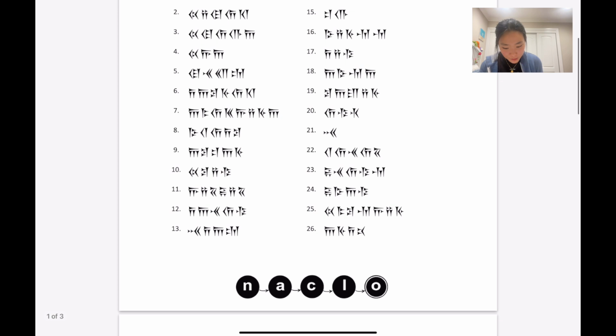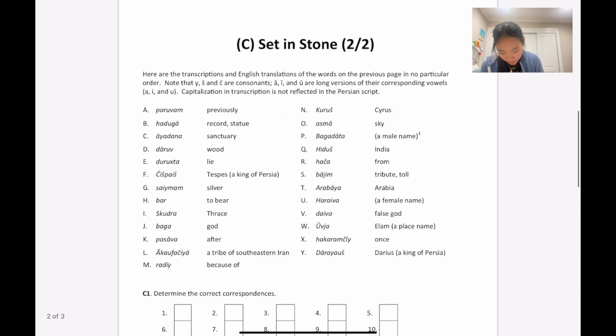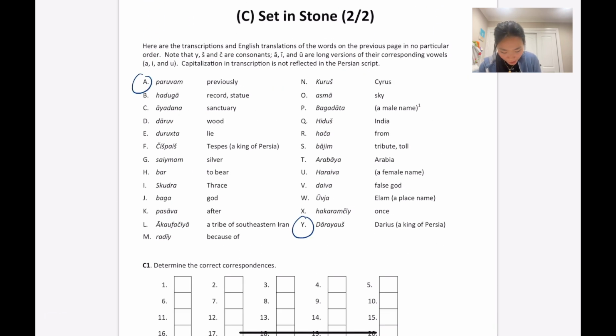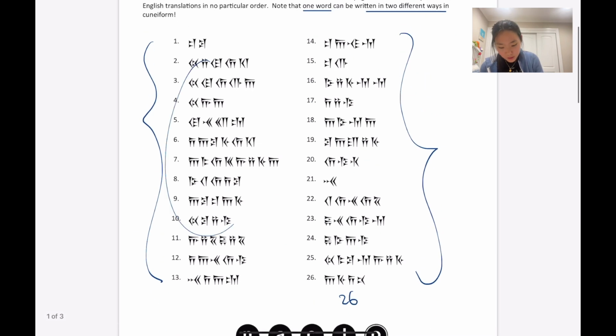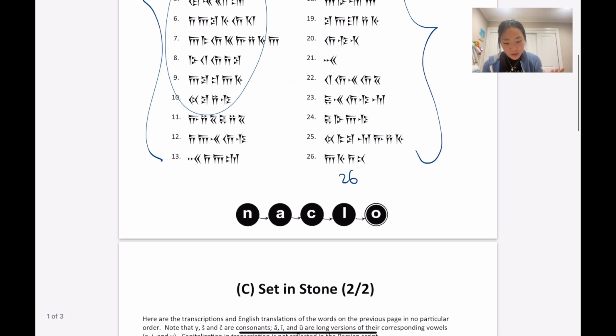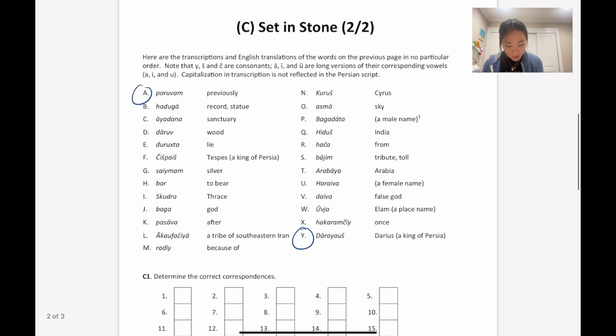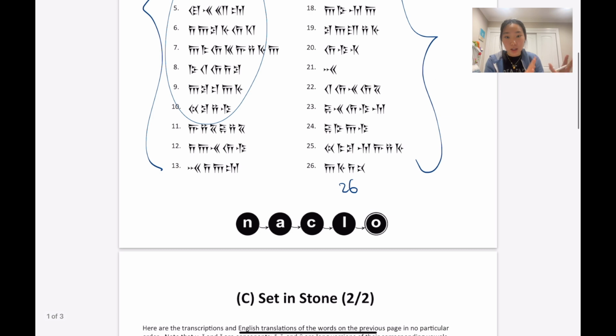However, what I do notice, we're given these symbols, the cuneiform symbols, we have 26 of them. And if you look here, we have letters A through Y. There are 26 letters in the English alphabet, A through Z. We're missing Z. And so what that means is that two of the symbols must correspond to one of these. So one of these words has two kinds of symbols.